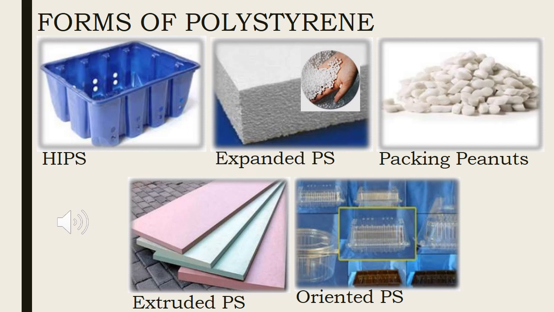Some benefits of oriented polystyrene are that it is less expensive to produce than other clear plastics such as polypropylene, polyethylene terephthalate, and high impact polystyrenes. It is less hazy than high impact polystyrenes or polypropylene. The main disadvantage of oriented polystyrene is that it is brittle and will crack or tear very easily.